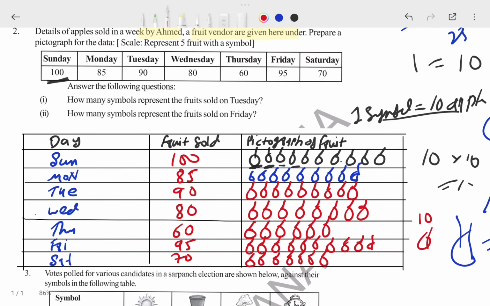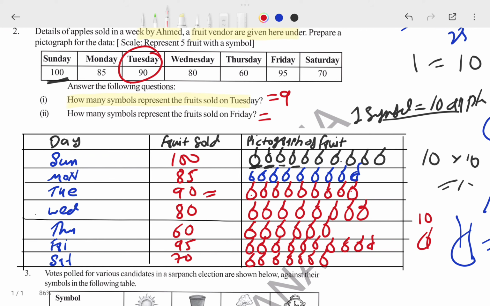So now this question is asking how many symbols represent the fruit sold on Thursday. On Thursday, how many fruits are sold? A total of 90 fruits are sold. So how many pictures did we make? 9 pictures: 1, 2, 3, 4, 5, 6, 7, 8, 9. So the answer is 9.